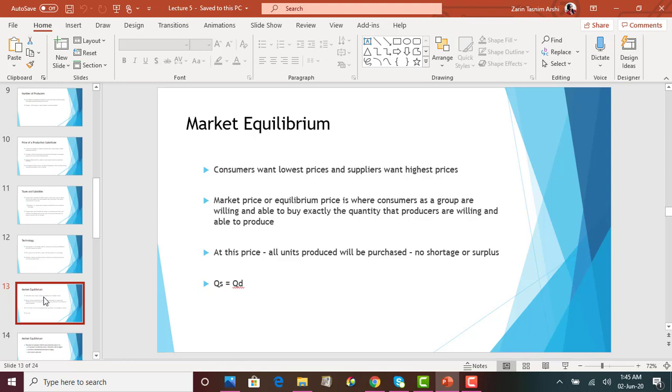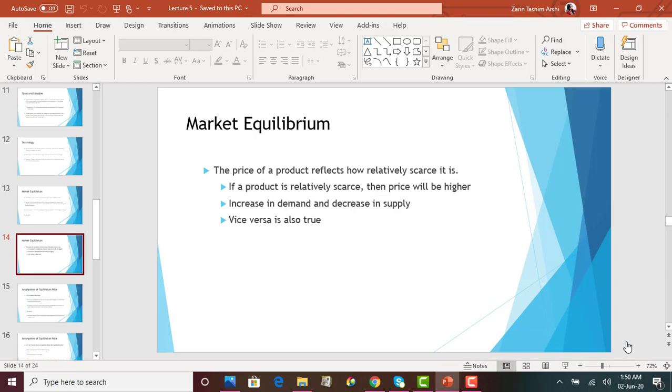Consumers want to pay the lowest prices, but producers want to receive the highest prices because they want to make the highest profit, whereas we as consumers want to pay as little as possible for the products, right? So the market price or equilibrium price is the point where consumers as a group are willing and able to buy exactly the quantity that producers are willing and able to supply. Basically, this is the point where your quantity supplied is equal to your quantity demanded, and that's what you can see at the end of the slide. A market is in equilibrium if your quantity supplied is equal to your quantity demanded.